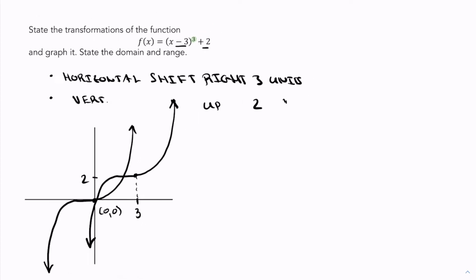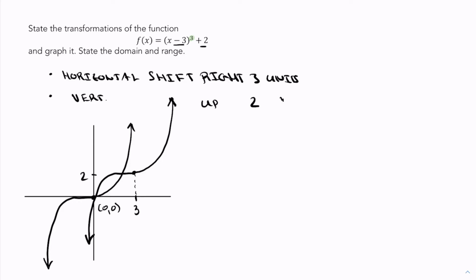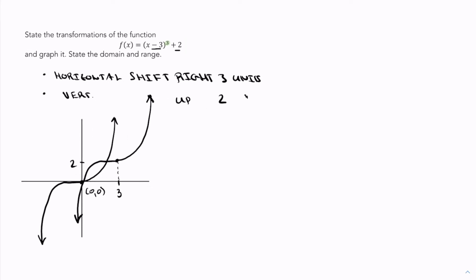There is another way to do this. If you want to use a table of values, if you recall, x and y, if I put -2, -1, 0, 1, 2, I cube everything, so I'm going to get -8, -1, 0, 1, and then 8 over here.